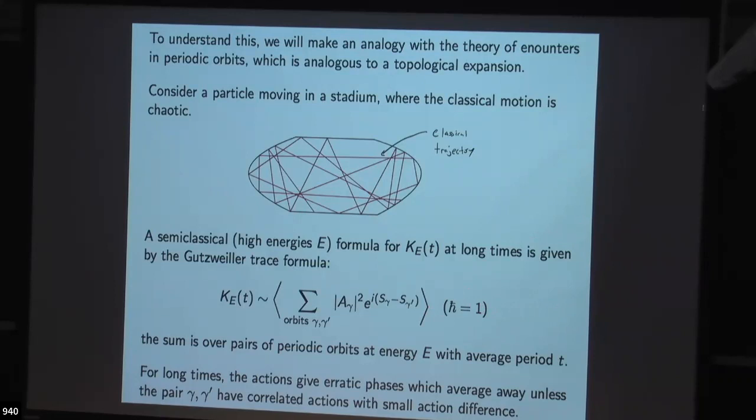Here I've written it for h bar equals 1. So the semiclassical limit, which is where this formula is valid, is going to correspond to high energies E. The orbits that we sum over are going to have energy E, where E is the E in KE, and they're going to have an average period T. The idea is that for long times, these actions are big. When we do any sort of averaging, unless these phases cancel out or the actions are correlated in some way, averaging will kill all these contributions. So we're going to focus on pairs gamma, gamma prime, where the action difference is small.